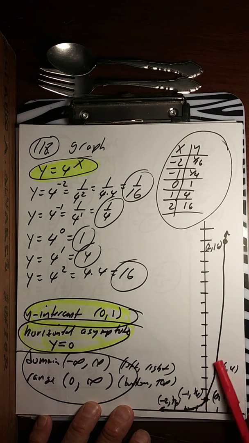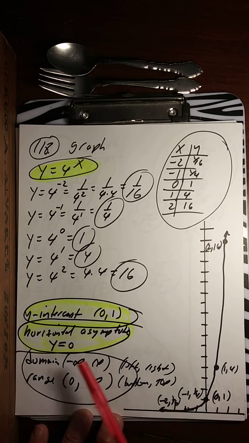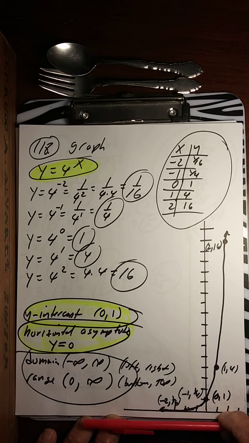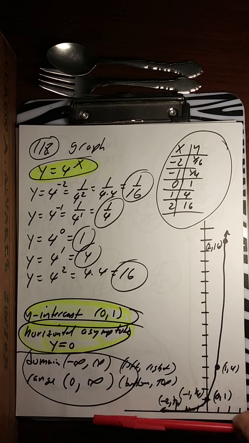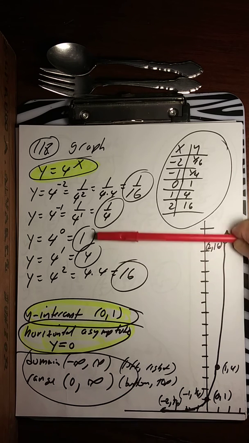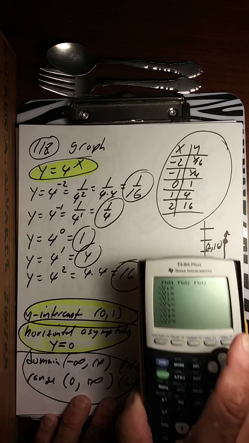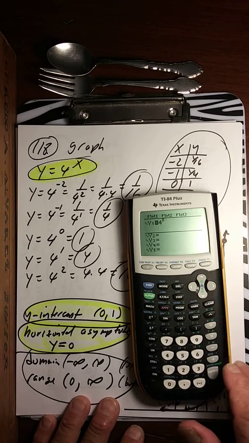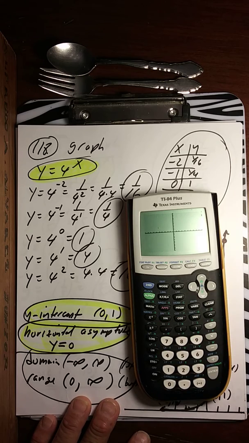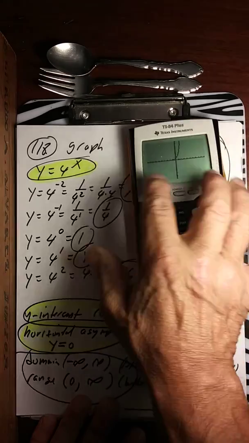So it goes this way. Now, the y-intercept is right there, 0, 1. The horizontal asymptote is right here, it never goes below that, y equals 0. Domain, negative infinity to infinity. And the range is higher than 0. Can we put it in a calculator? Sure, let's do that right now. 4 to the x. Hit graph. There it is. It goes this way, up.